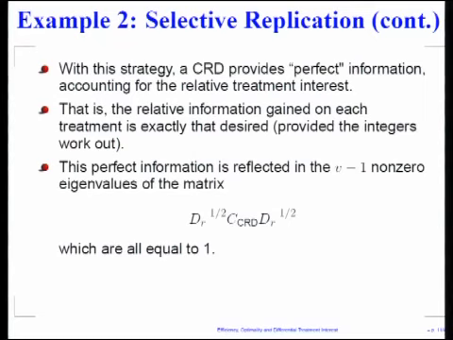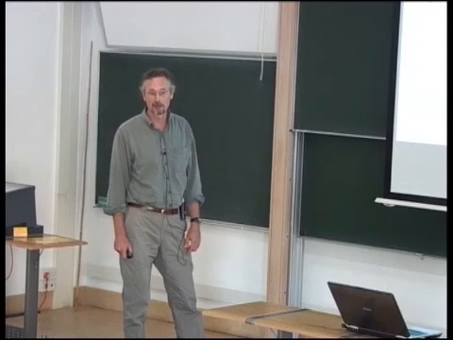This perfect information is reflected in the non-zero eigenvalues of this matrix right here. And what is this? Well, that's the information matrix for the completely randomized design. And Dr just means the diagonal matrix of the replications. And we've taken the square root of that, inverted it, multiplied it front and back, and we'll find out whatever the replications are, all those eigenvalues are always equal to 1.